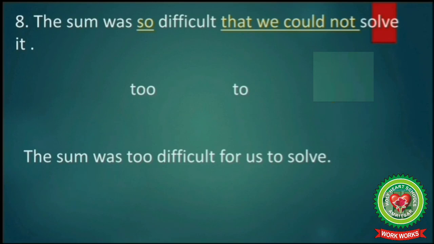The sum was so difficult that we could not solve it. Here again, we will change so into TOO and we will change that plus subject plus helping verb plus not into an infinitive. And here students, for we will use for us. So our answer will be, the sum was too difficult for us to solve.